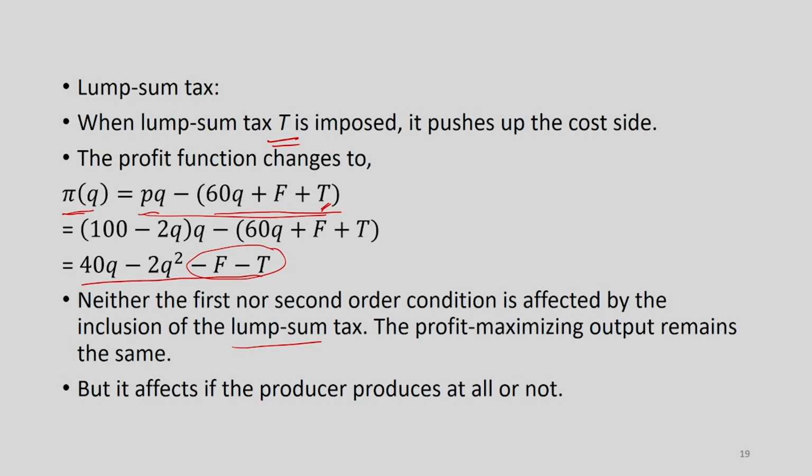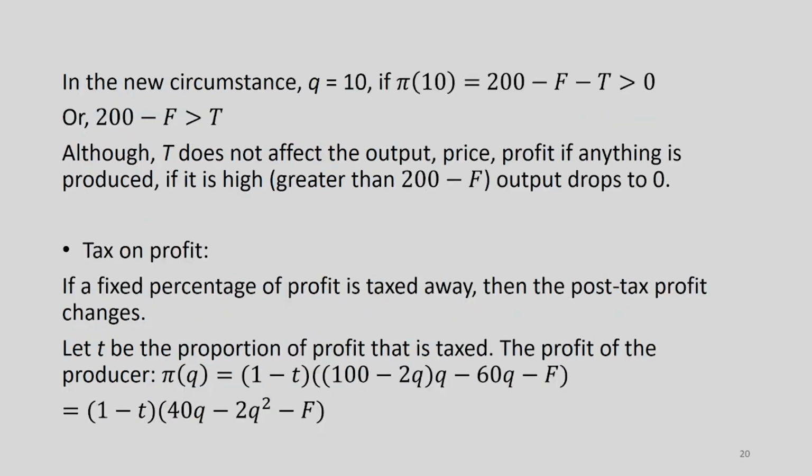However, it affects if the producer produces at all or not. So, since the first order and the second order conditions are not going to be affected, therefore, the optimal quantity and the optimal price are going to remain the same as long as Q is greater than 0. But whether the producer produces at all or not, that is going to be affected by the inclusion of this lump sum tax. And here is the reason.